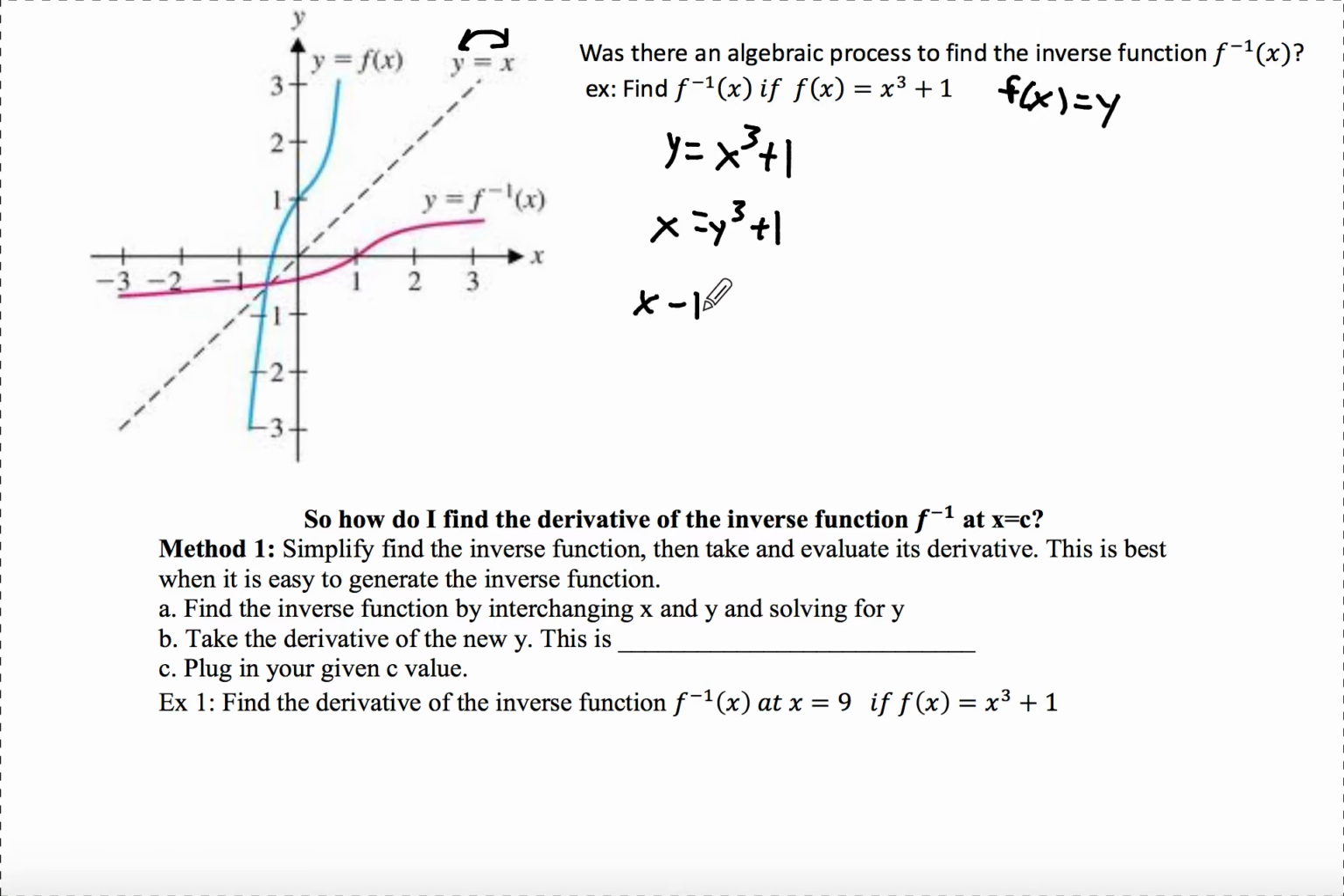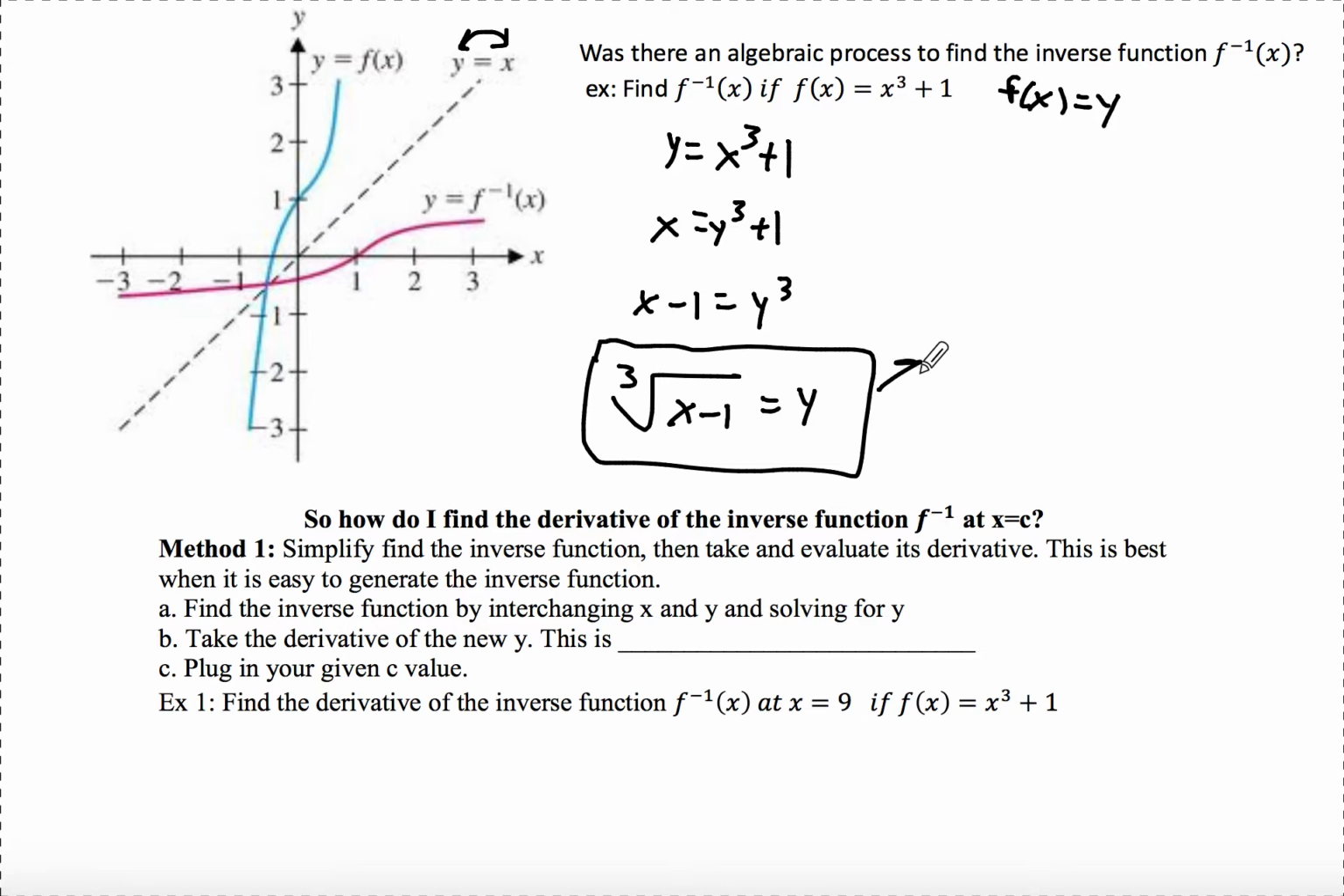I can subtract 1. Now I can take the cube root of both sides. And there we go. This thing I'm looking at here is the inverse function. This really is now f inverse of x. It'd be the cube root of x minus 1. And we can do a quick check.